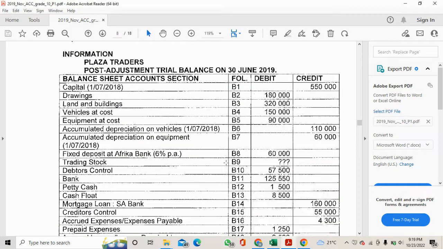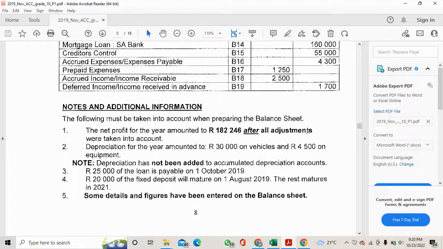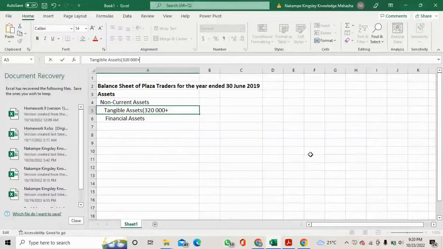If you come here to your pre-adjustment trial balance, you see that you have the cost of your vehicle, which was 150,000, and then at the beginning of the year you had an accumulated depreciation of 110, right? And then you're going to subtract 150, subtract 110, you're going to get 40,000, right? And then remember that the depreciation for the year amounted to 30,000 and it was not added, right? You're going to subtract another 30,000, meaning that our vehicle will have a current value of 10,000, right? I don't know if you understand, guys.